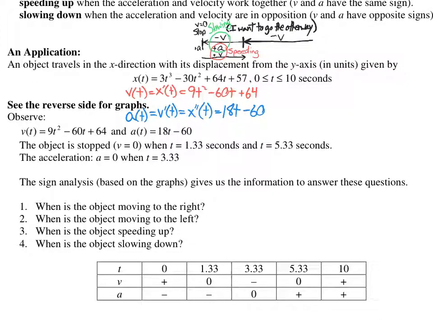Now, look at the numbers they've got here. The object has stopped. This is something you've got to get in your head as you're getting used to this. The object is stopped. That means the velocity is 0. How do we figure out when it stops? Set the velocity equal to 0. So up here we would set this equal to 0 and we would solve it.